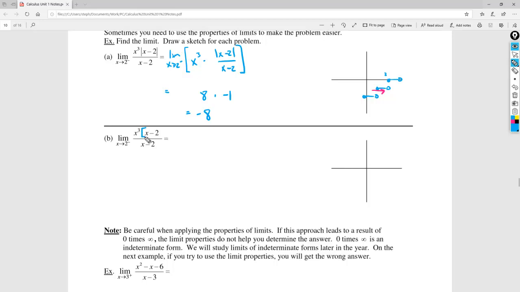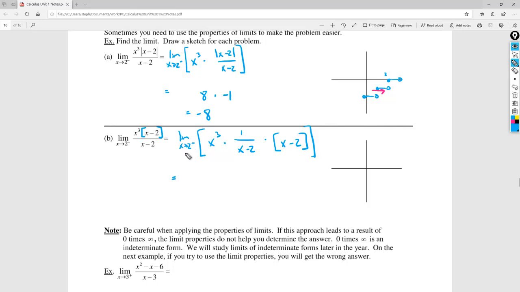Next one, I have, again, it didn't print for some reason, but my greatest integer function here, and again, I am approaching from the left. So this time I'm actually going to split this into 3 different functions. I have the limit as x approaches 2 from the left of x cubed. I have 1 over x minus 2, so my reciprocal function shifted to the right 2. And then I have my greatest integer function shifted to the right 2 as well. Okay. Thankfully we already did some of the work for this.